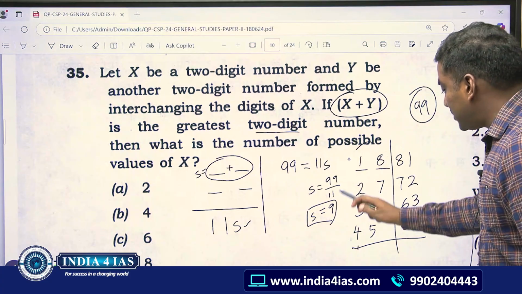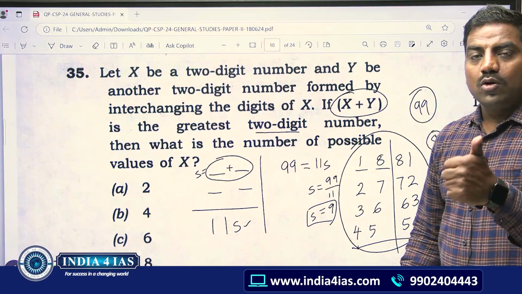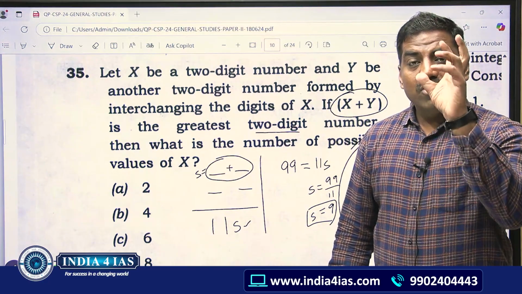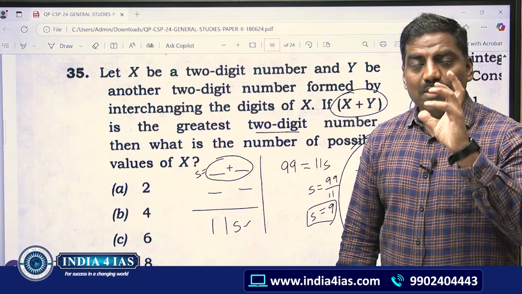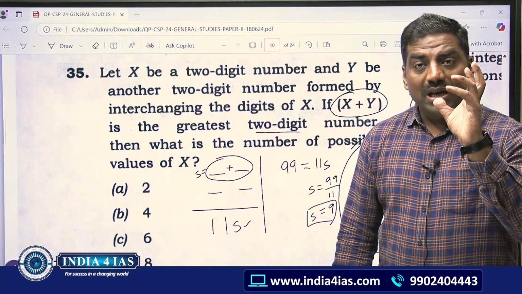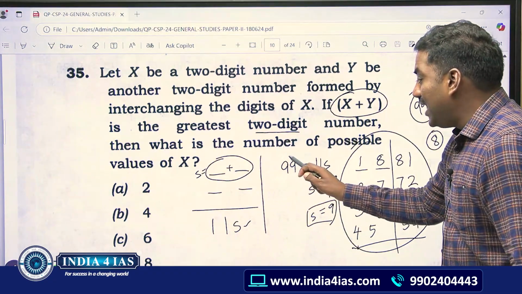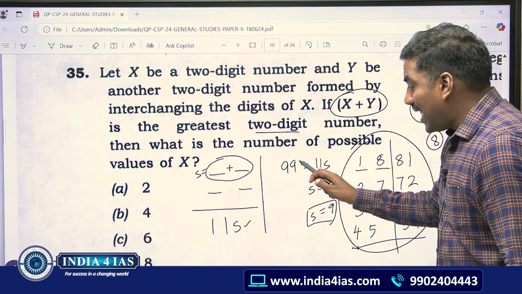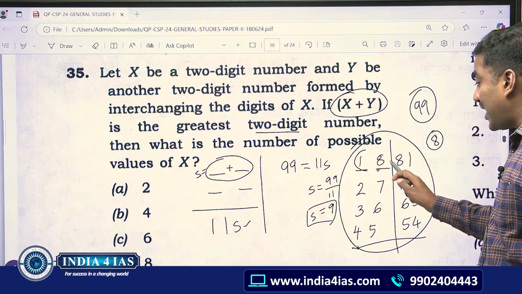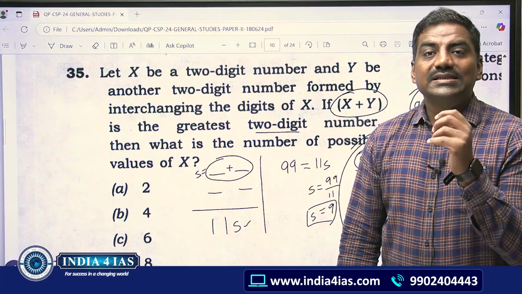So how many such possible values? 8 such possible values are there. Here the clue is: whenever you take a number and reverse it, when you add both the numbers, it will be a multiple of 11. So here I need 9, because 11 nines are 99. So I need to check the numbers whose sum of digits is 9.